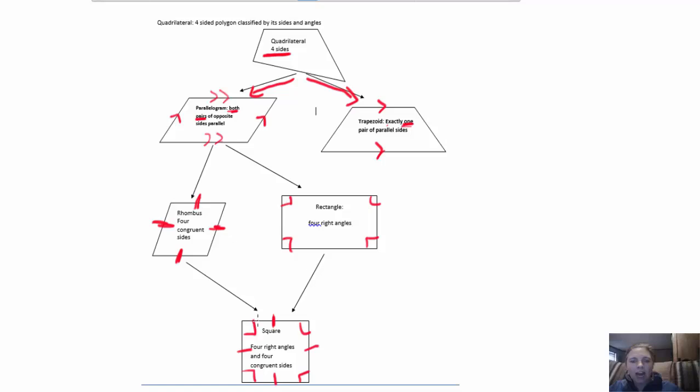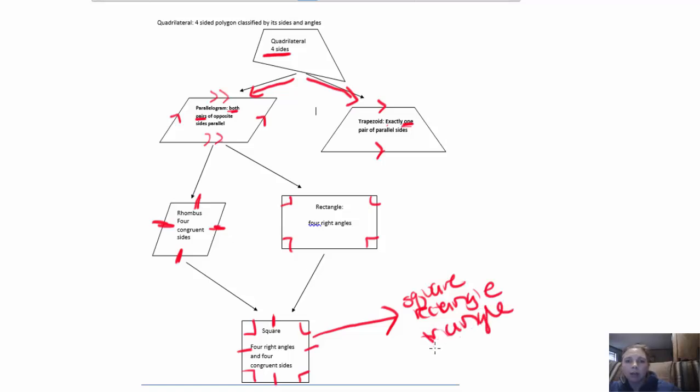If I gave you a picture of a square and asked you to classify this figure with all the names it can be classified as, you would say square, rectangle, rhombus, parallelogram, and quadrilateral, because it incorporates all of those. I'm sorry, not trapezoid.